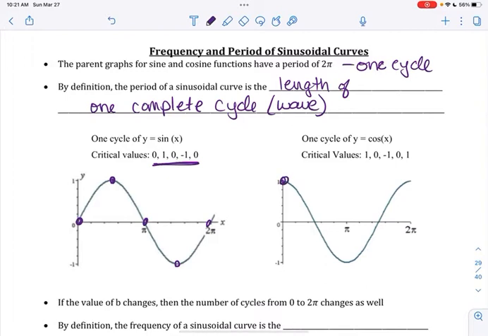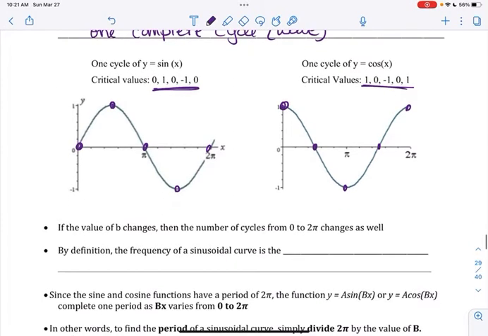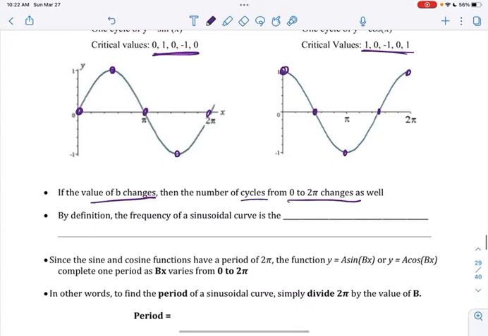And all the critical values for cosine have to occur between 0 and 2 pi. So when I change the period, when I have that b, that's going to change where those critical values are taking place on the graph. So if the value of b changes, then the number of cycles from 0 to 2 pi changes as well. As b changes, the number of cycles are going to change.